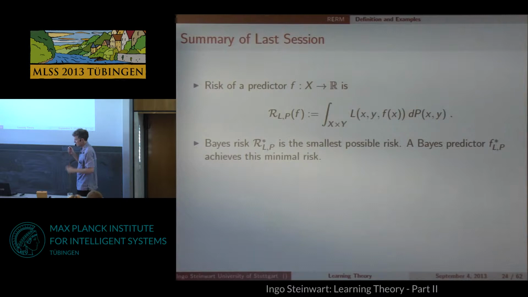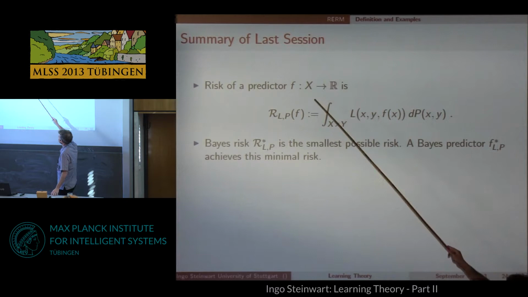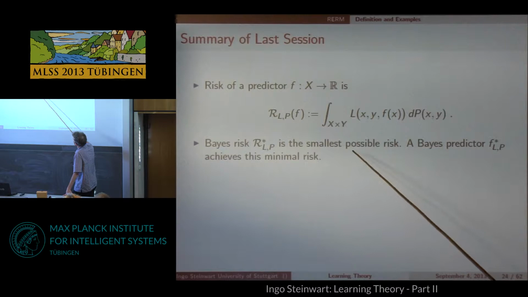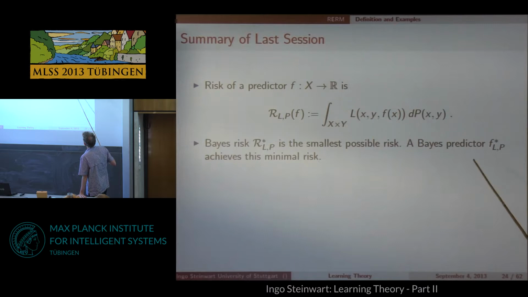Maybe we start with a very quick summary of this morning session by recalling a few of the symbols I introduced. So we had a predictor mapping from the input space to the real numbers. And for this predictor and a loss function and an unknown distribution P, we considered the risk of F, which was just the average loss with respect to the distribution P. We also considered the Bayes risk, which was the smallest possible risk, where smallest was considered over all possible predictors. A Bayes predictor was a predictor which achieves this minimal risk.